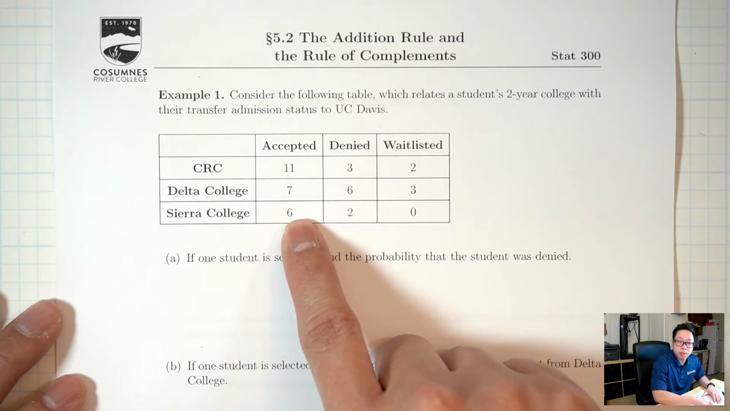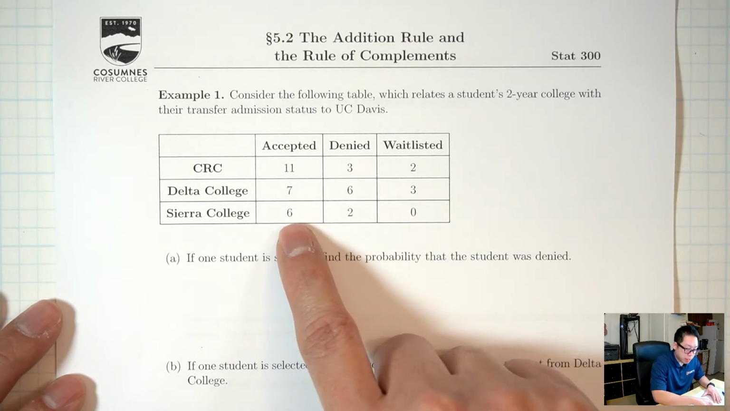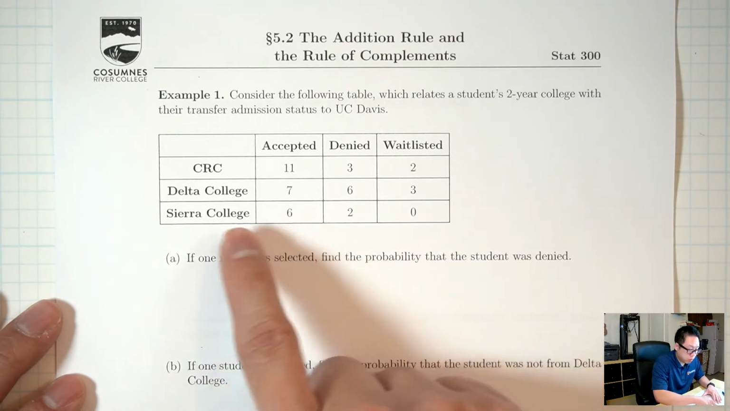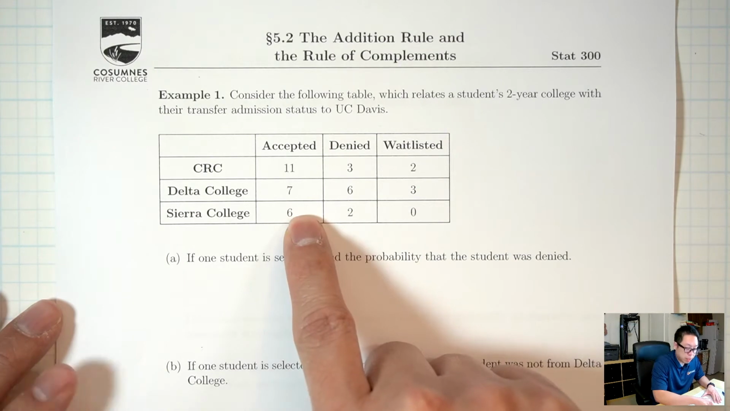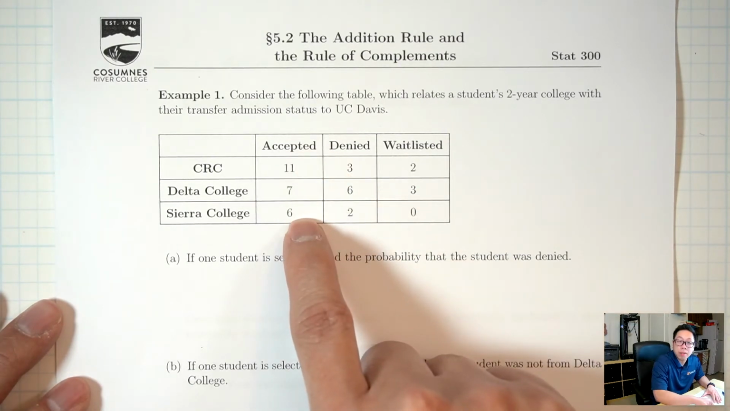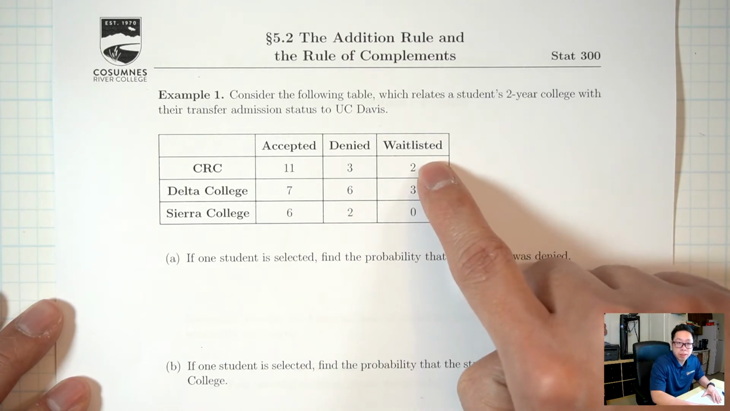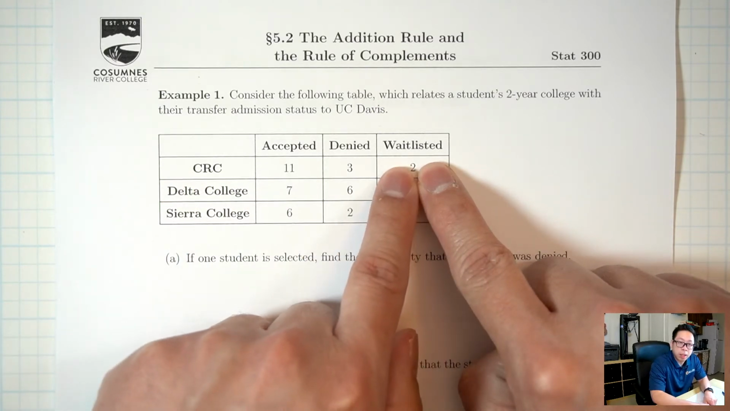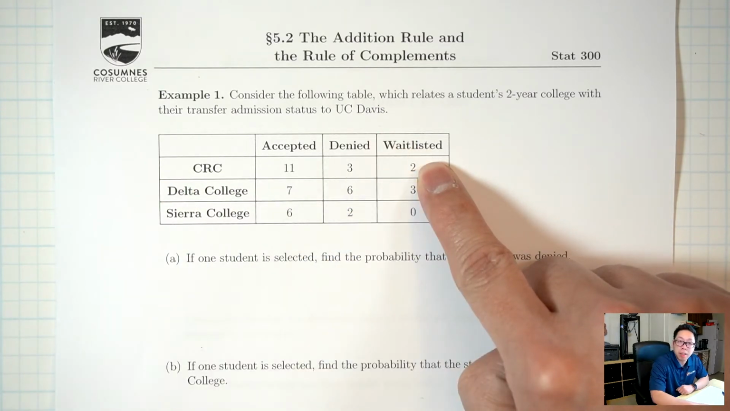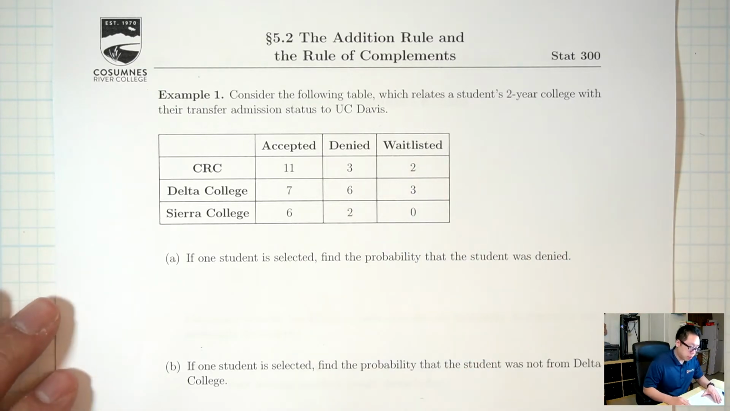What does this 6 mean? This 6 means that there are 6 students who are from Sierra College, and at the same time they were accepted into UC Davis. What about this 2? This 2 means that there are 2 students, and what's special about these two students? They're from CRC, and at the same time they were waitlisted at UC Davis. All right, let's talk about calculating some probabilities from this.